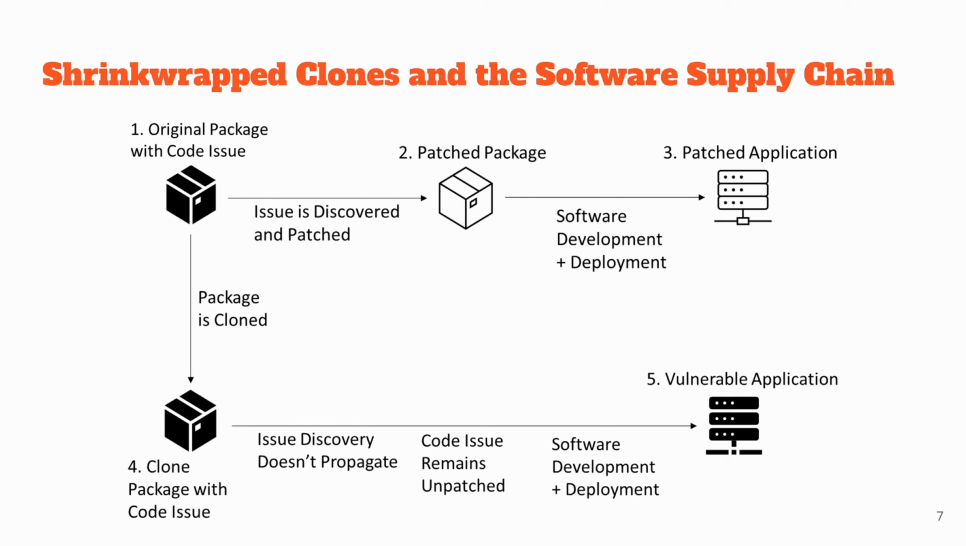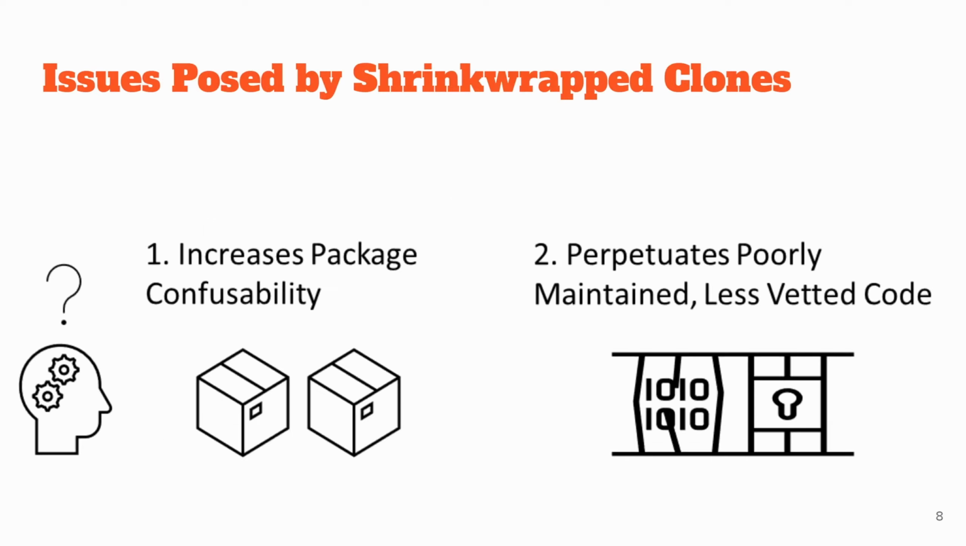This problem is further exacerbated because the vulnerability in the final application already has known exploits that were discovered in the original package. To be more precise about the dangers of shrink-wrap clones, we identify two main issues that these clones pose. First is that they increase package confusability. With the existence of clones, it becomes harder for developers to distinguish between packages and to select the correct package that they intend to install.